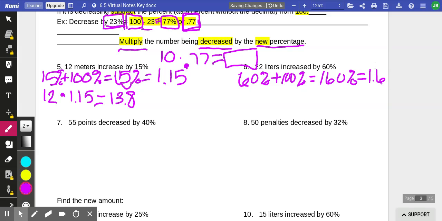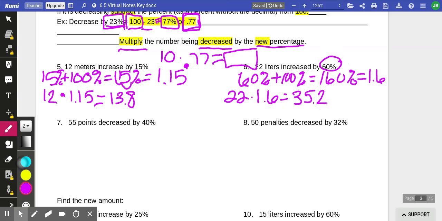So I'm going to take my 22 liters and multiply it by 1.6. When I multiply it by 1.6, that's going to give me 35.2. So now I have 35.2 liters if I increased my 22 liters by 60%.